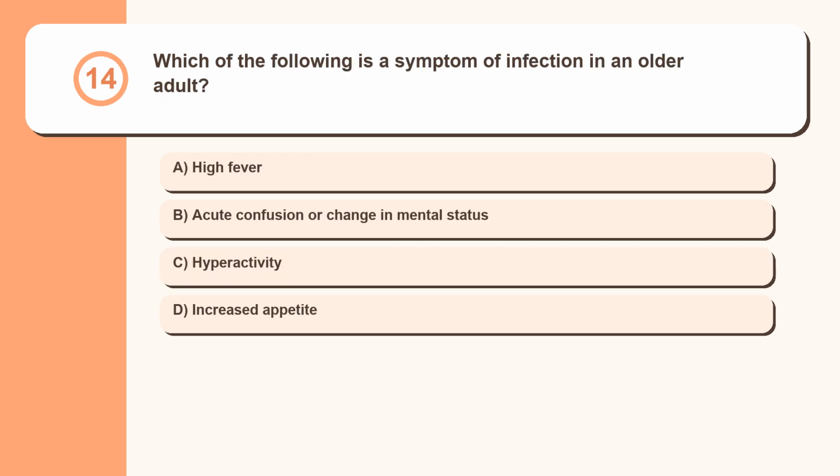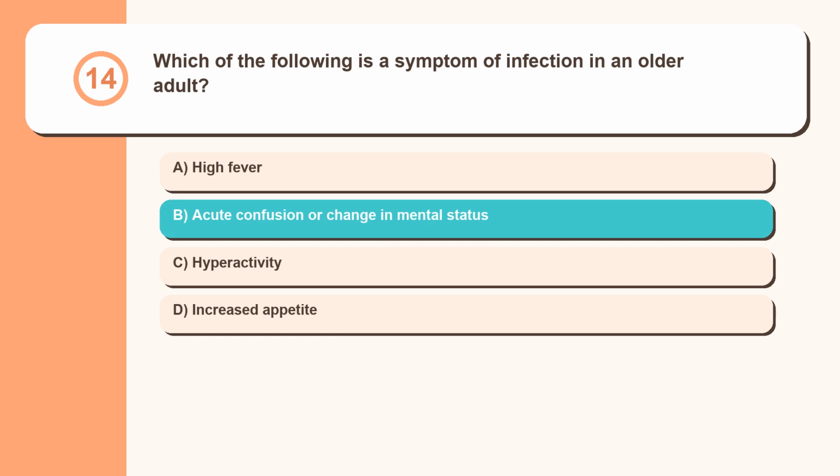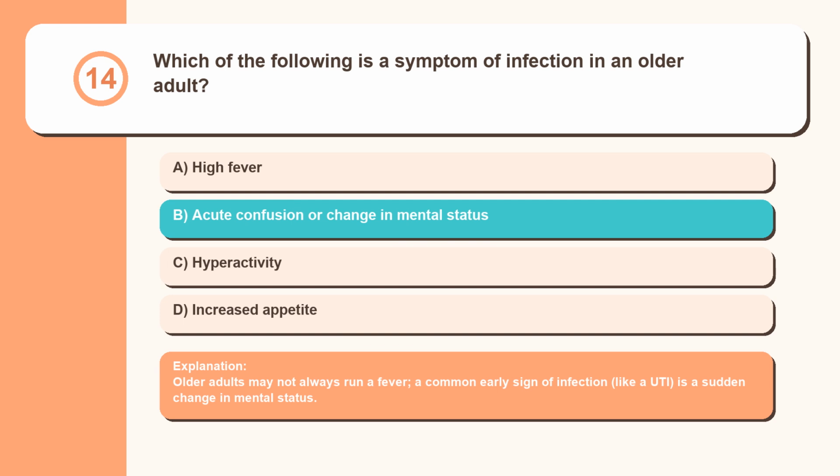Question 14. Which of the following is a symptom of infection in an older adult? High fever, acute confusion or change in mental status, hyperactivity, increased appetite. Older adults may not always run a fever. A common early sign of infection, like a UTI, is a sudden change in mental status.